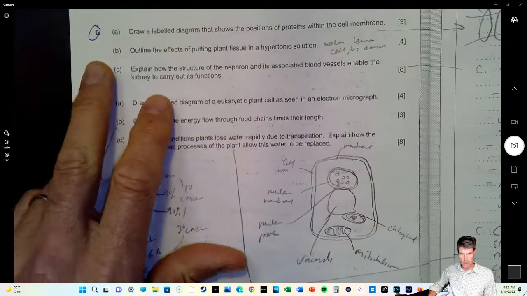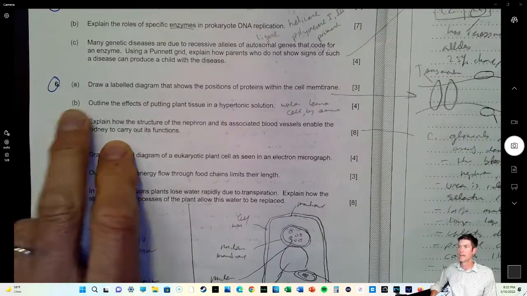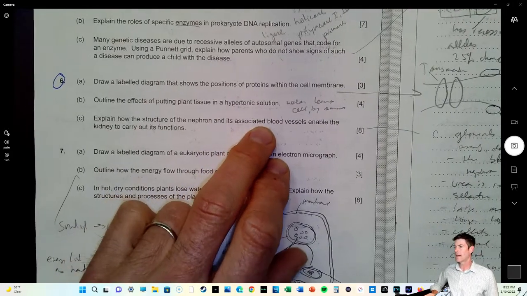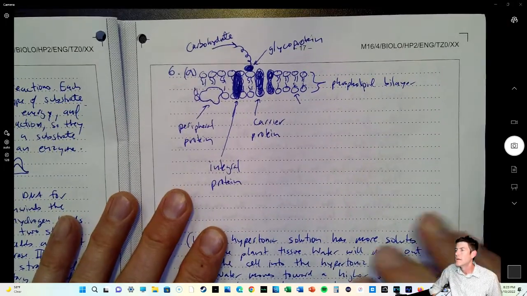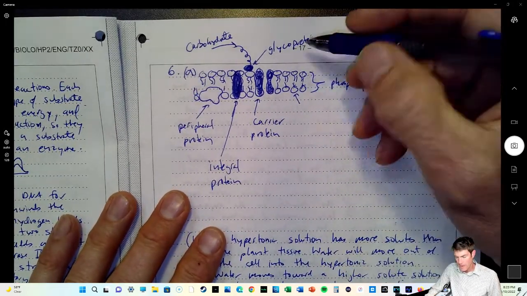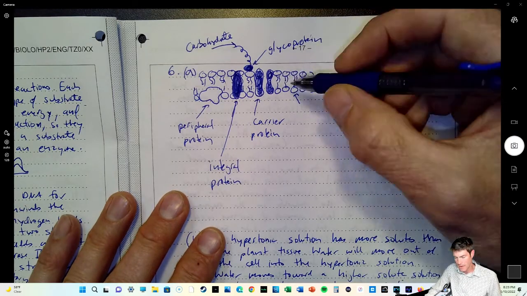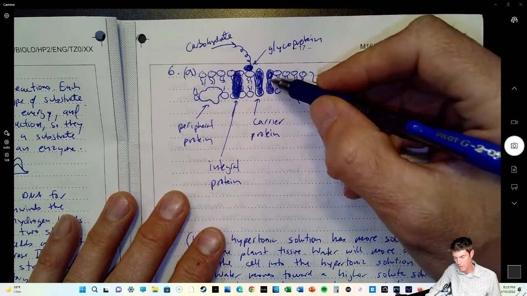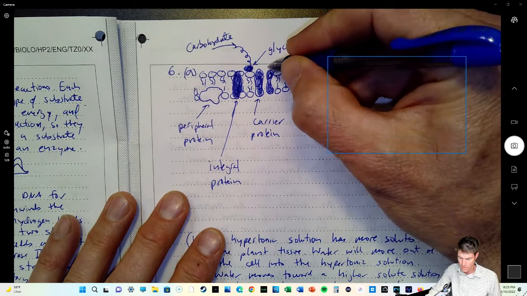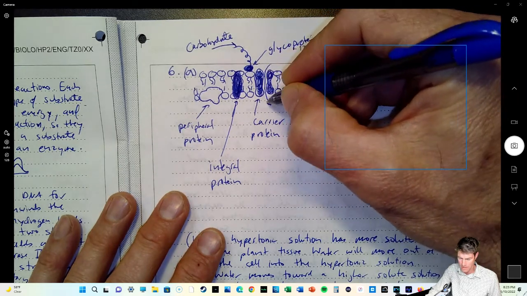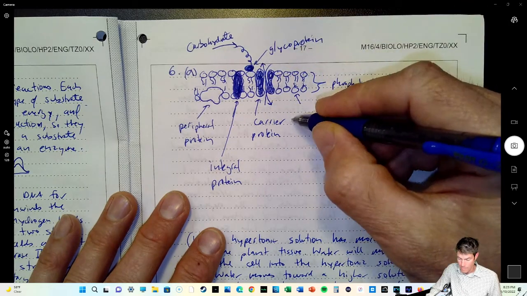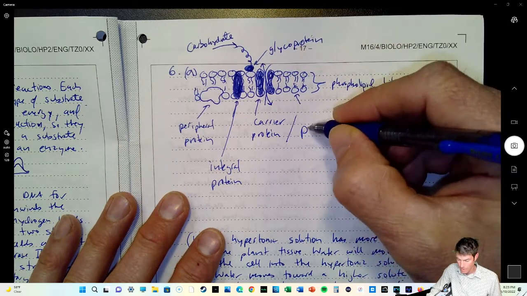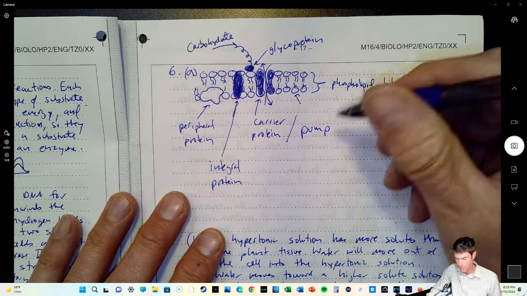So now I'm on to question number 6. Label diagram. Ooh, I like diagrams showing the positions of the proteins. So we're focused on proteins. This is what you want to definitely get into. You have the phospholipid bilayer. I have a carrier protein here with molecules coming in and out of the cell. This could also have been a pump protein, right? The sodium potassium pump looks similar to that.